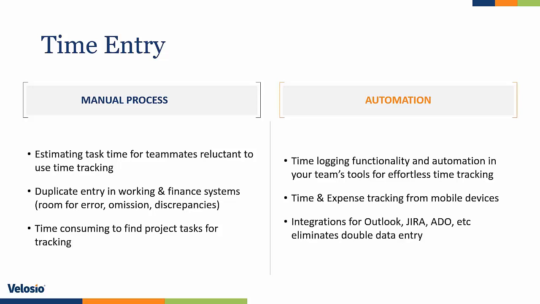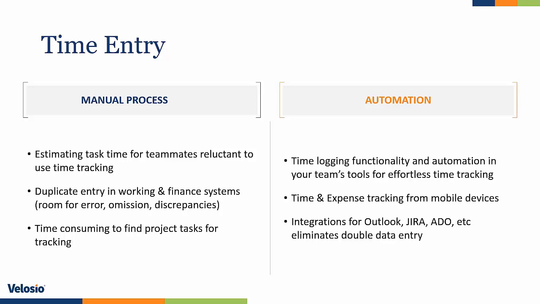Next entry there is time entry. A manual process for time entry is, I'm just going to say it, a nightmare. Trying to estimate task times and then getting the team to actually put their time into a spreadsheet that makes somebody else put it into another system, which causes the ability for delays and errors, and then the time's wrong and the invoice is wrong and the pay is wrong. It's a nightmare. Duplicate entry, working in multiple systems, and we already talked about the ability for discrepancies and errors, and it's time consuming for personnel to find all of that.